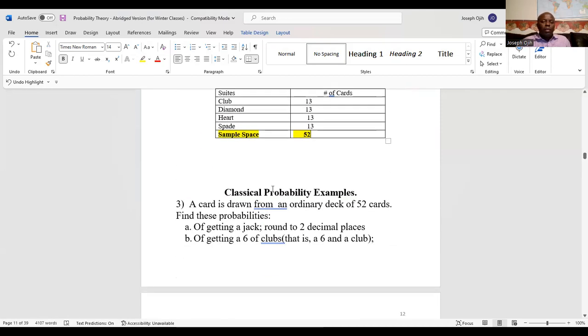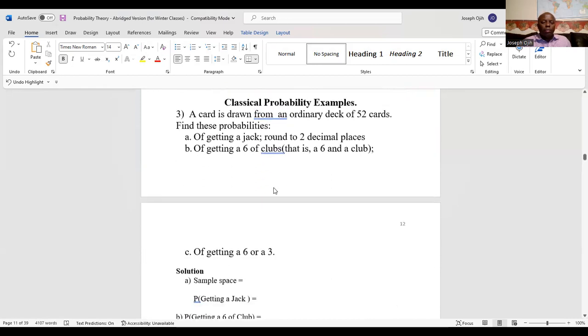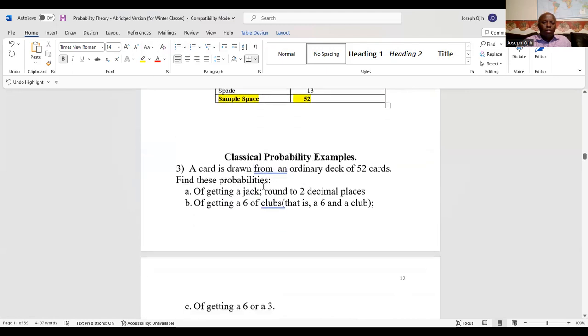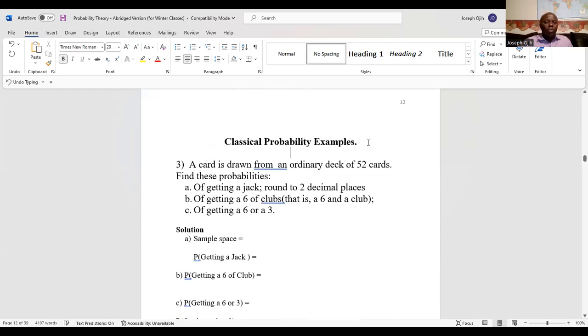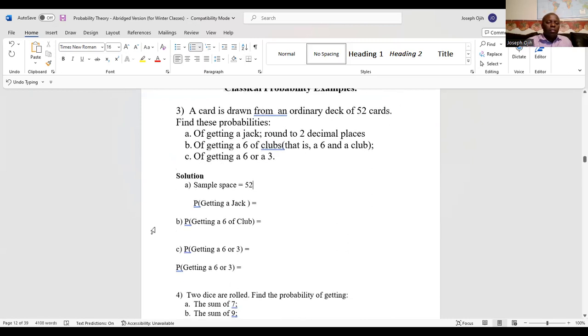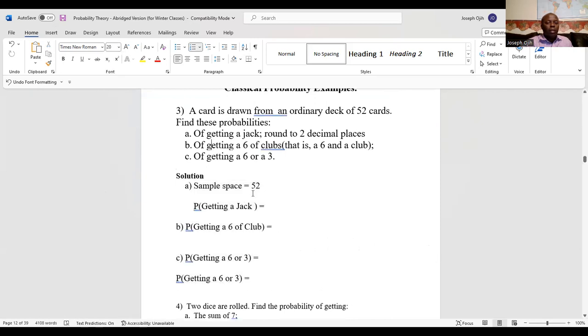So at this point, we are ready to look at an example on classical probabilities. It says a card is drawn from an ordinary deck of 52 cards. Find the probabilities of getting a jack, of getting a 6 of clubs, of getting a 6 or a 3. Now let's get the sample space first. For a card, we know that it is 52 cards. Okay. Sample space, 52 cards.